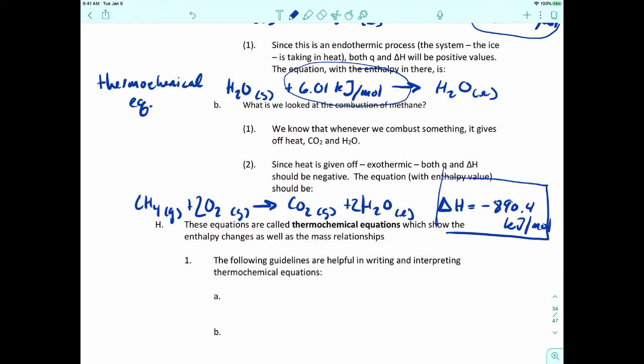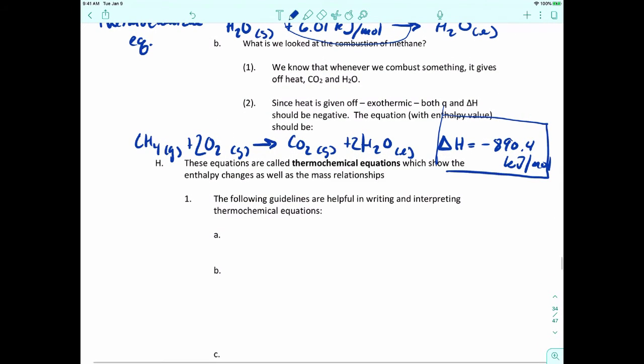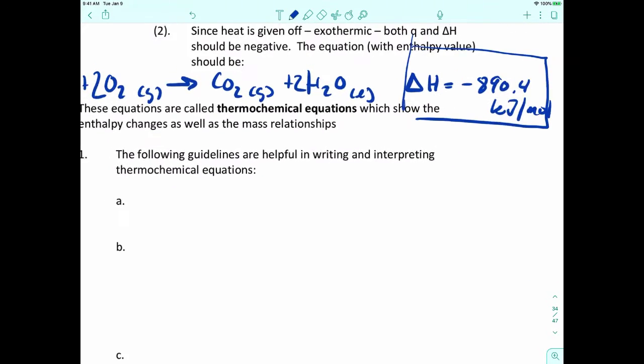So these two reactions, depending on either way you write it, doesn't matter, as long as you've got the enthalpy value somewhere in the equation, these are called thermochemical equations. And so we treat these enthalpy values as if they're part of the chemical equation. So if we're doing stoichiometry, we just treat it as if it was a reactant or a product. So the following guidelines are helpful in writing and interpreting thermochemical equations.